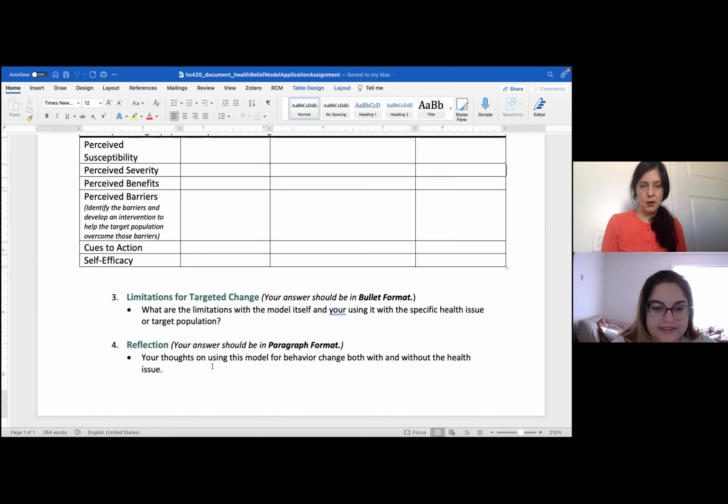Okay. Your thoughts on using this model for behavior change, both with and without the health issue. Your answer should be in paragraph format. So I guess that's our thoughts on how the health behavior model can work, and for this specific scenario, how it would work, or would it work in our minds? Yeah, exactly. I think we already discussed everything, so it's going to be easy to write this paper, right? Yeah. Do you have any questions? No, I think this one's actually easier than last week.